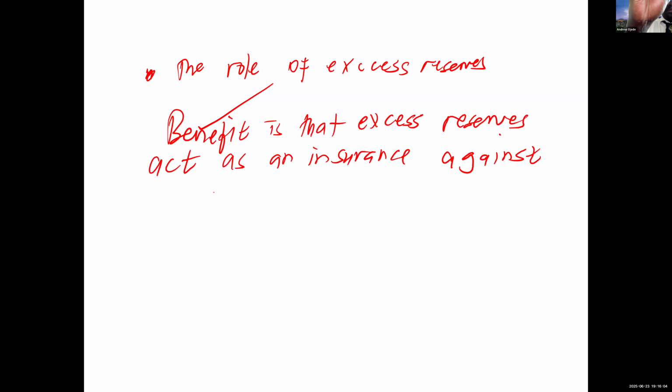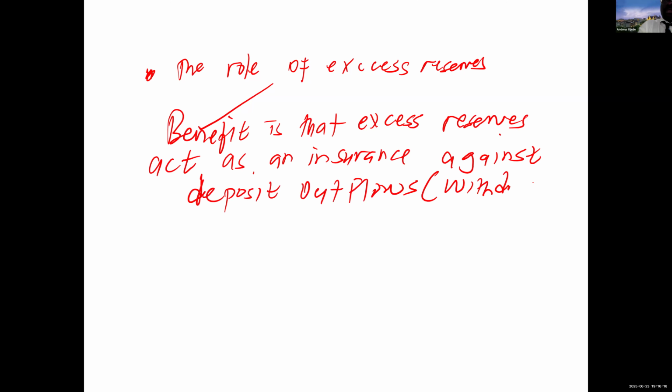Against deposit outflow. Deposit outflow is the same thing as withdrawals. Okay, so banks are going to keep some excess reserves so that when a customer walks in and wants to withdraw money from the bank, the bank should not tell the customer, oh, we don't have it today. That would be really bad. So that's a benefit. That excess is going to ensure that the bank also has enough money to pay out when customers want to withdraw their money.